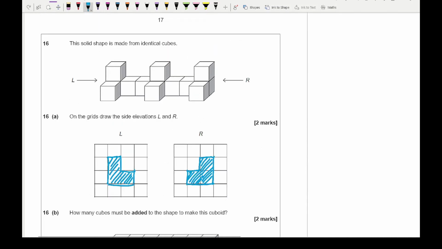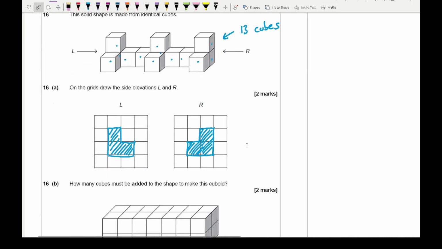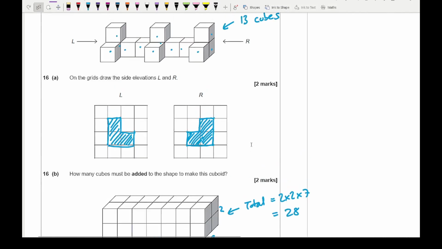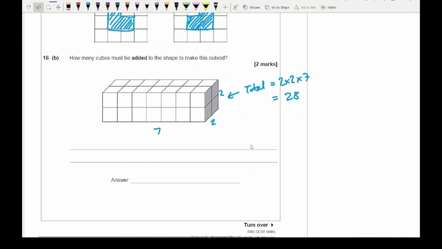So looking at this, if we count the number of cubes here, we can see that we've got a total of 1, 2, 3, 4, 5, 6, 7, 8, 9, 10, 11, 12, 13 cubes. And if we look at this cuboid and we work out the total, well, that's going to be 2 times 2 times 7, which equals 28. So then if I take away the 2 numbers, it's going to be 28 take away 13, which leaves me with the answer of 15 cubes.